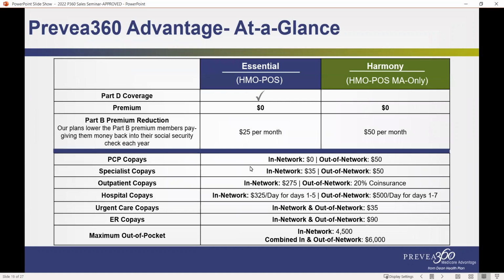So now we're going to talk about our two plans. As you can see, there's the Essential HMO point of service and the Harmony HMO point of service. What point of service means is you have voluntary out-of-network benefits. With any of the plans, urgent and emergency care is covered regardless of where you are. So if you are traveling and you have an emergency medical situation, go get the care, and it's going to pay just as you are in network.